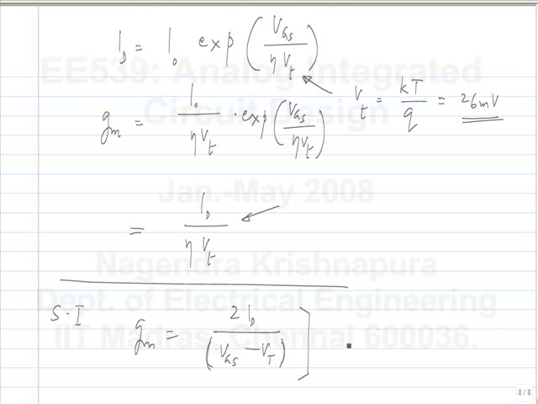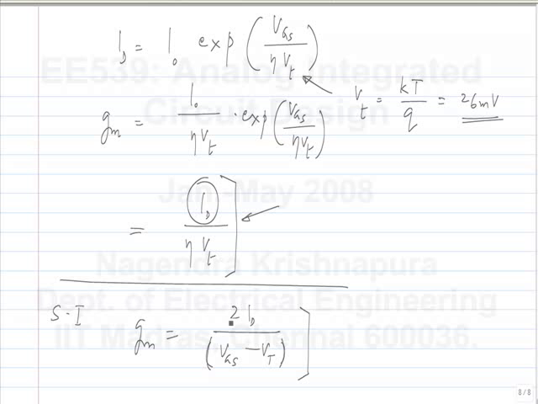But the increase will not be indefinite. At some point it will enter weak inversion and the GM will become constant. Now it's no longer dependent on the size of the device. From this expression the size doesn't come into the picture, right? Once you have fixed ID, that's it. You can keep the same ID, double the size, readjust the bias, do anything you want. The GM will remain the same.